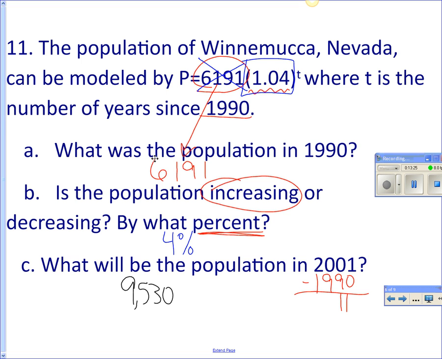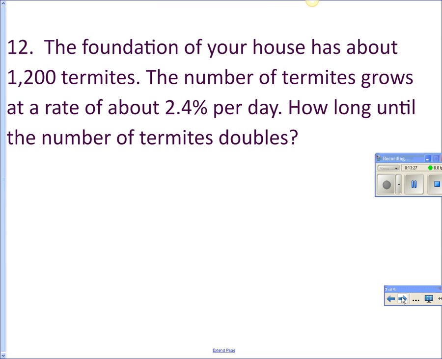Okay. All right, the foundation of your house has about 1,200 termites. The number of termites grows at a rate of 2.4% each day. How long until the number of termites doubles? All right, Daniel, how would I start this problem? Very good, Daniel. I would write a y equals. That's how I would start every problem on my test. I would write a y equals.